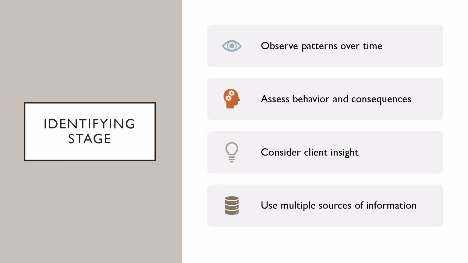And it's also important to gather information from multiple sources when that's possible. Maybe that includes family members or medical records or legal reports or talking to their probation officer. Clients don't always provide a complete or accurate picture, especially if there's denial present. So by combining information from these different sources, we get a more accurate assessment.